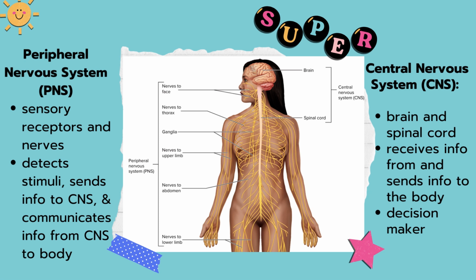The peripheral nervous system, or PNS, is shown on the left side of this image. It contains sensory receptors and nerves. The PNS detects stimuli and sends that information to the CNS. The PNS then communicates information from the CNS to the body.